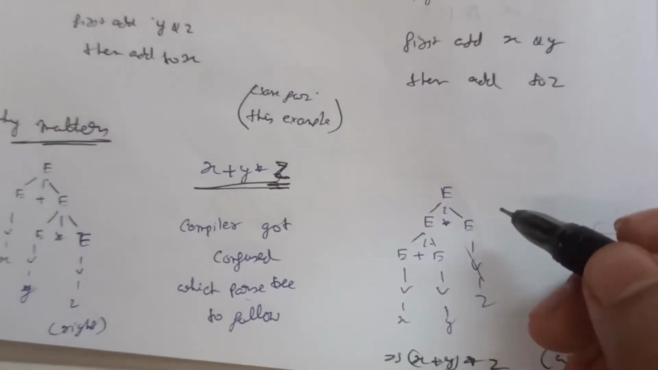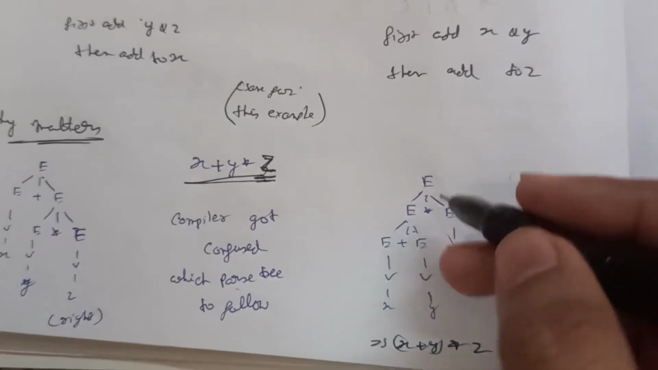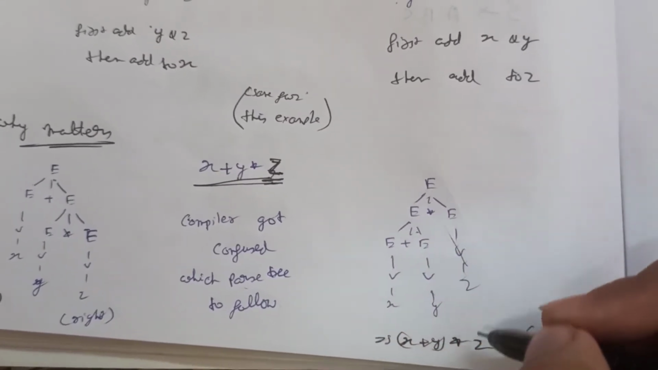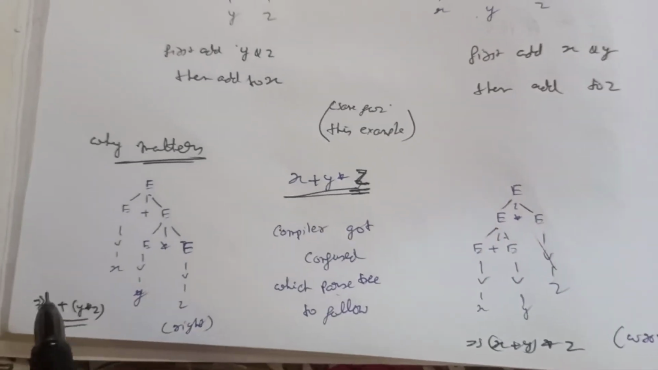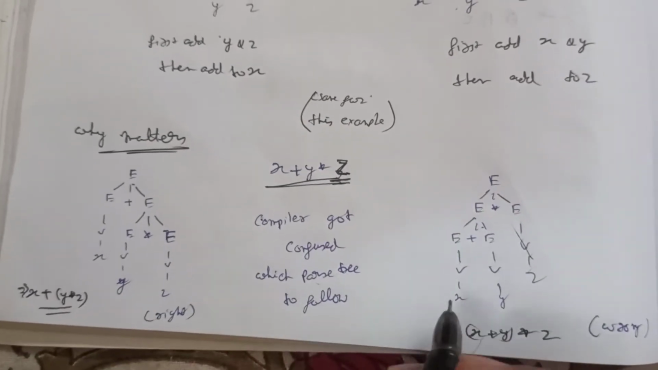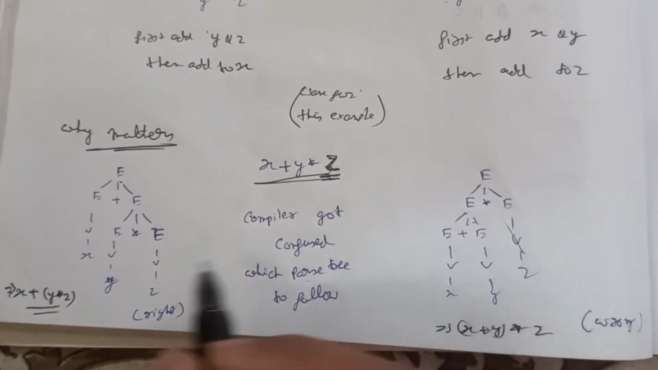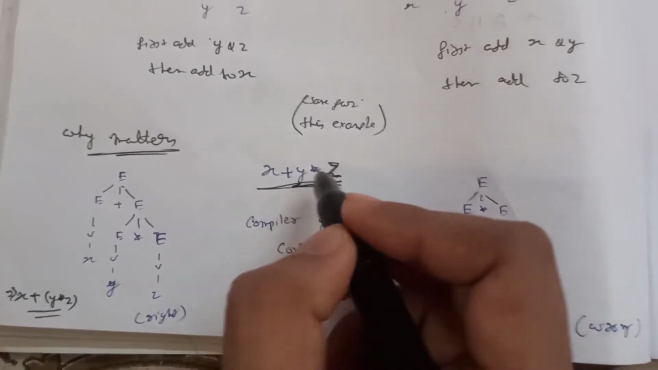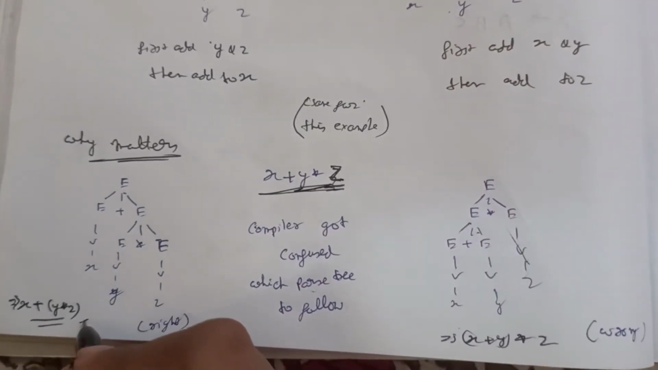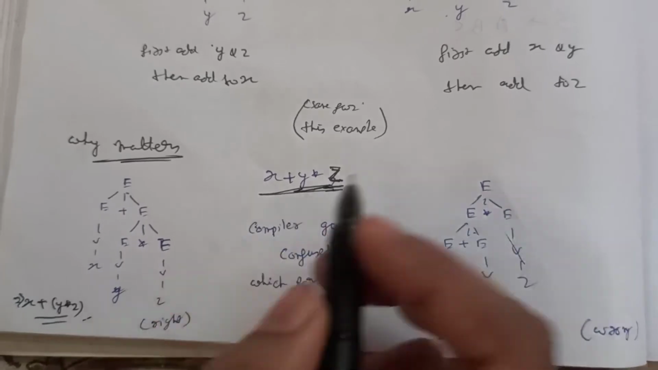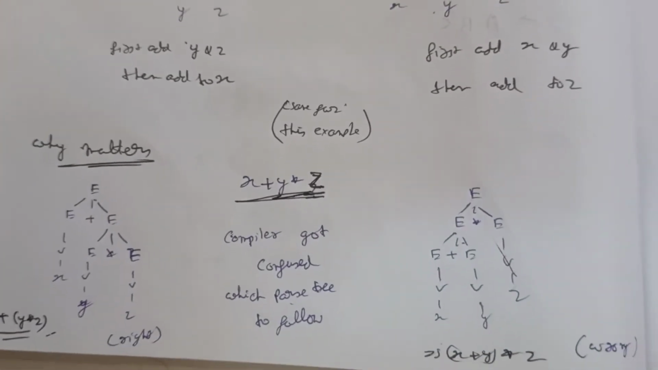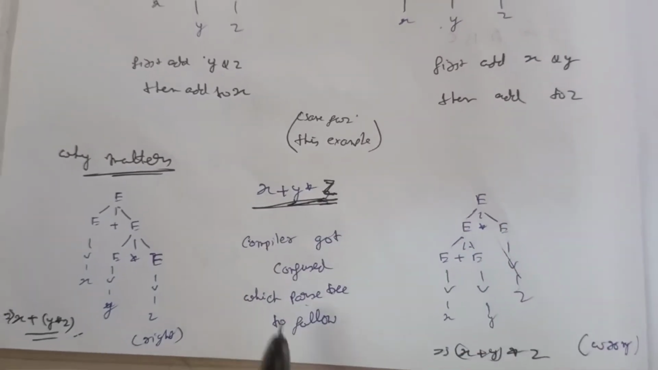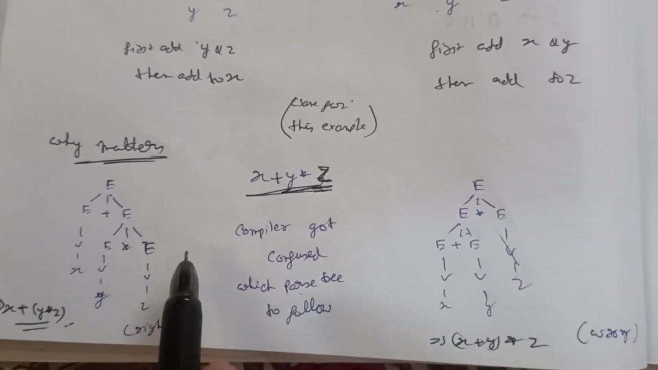And again, if I expand the left part, then it will be like what? I am doing x plus y first, and after that I am multiplying it with z. So these are two different results, but which one is correct? If this is the expression, then this one must be correct, because we know multiplication is done first. But the compiler or the parser gets confused about which parse tree to choose. So that's why we must check whether there is any ambiguity in our grammar or not.